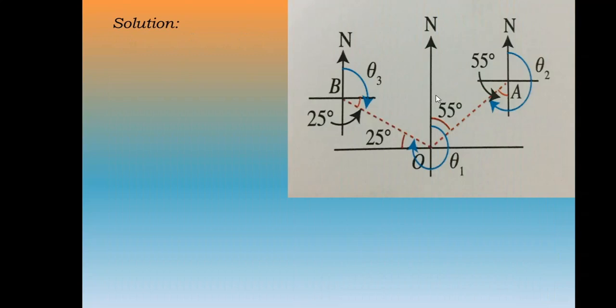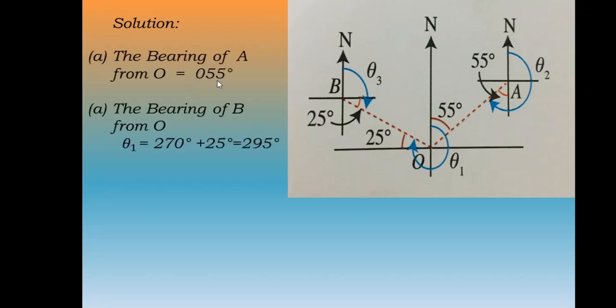The first part was the bearing of A from O. It's given 55 degrees, so we'll write it in the form 055 degrees. For the second part, the bearing of B from O, I have shown it in blue, theta 1. So 90 plus 90 plus 90 is 270, plus 25. 25 is already given to us. So 270 plus 25 is 295 degrees.